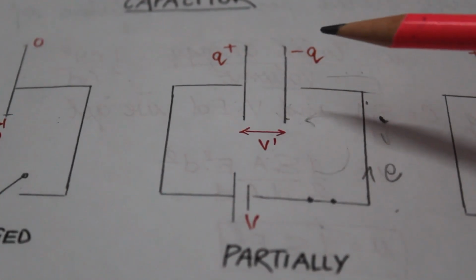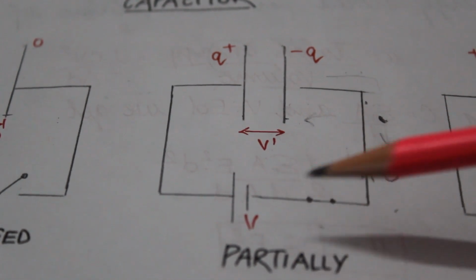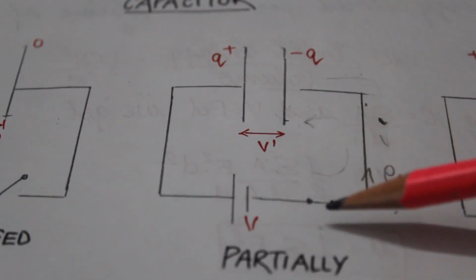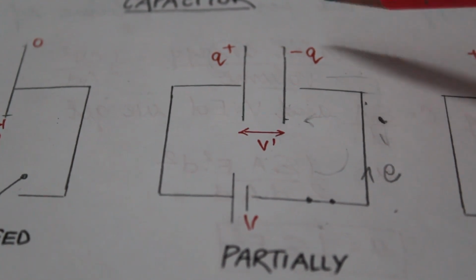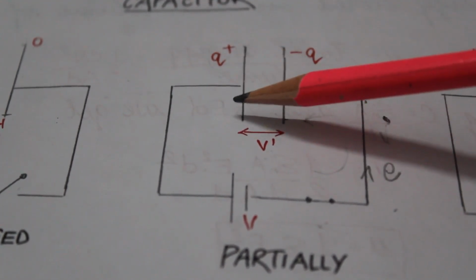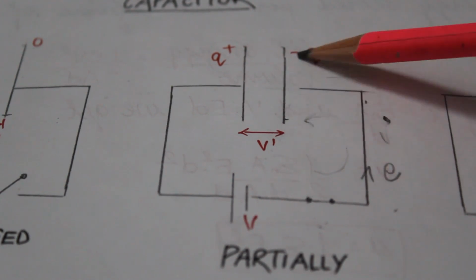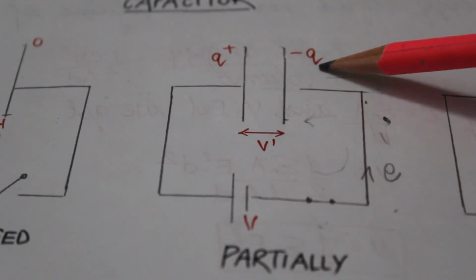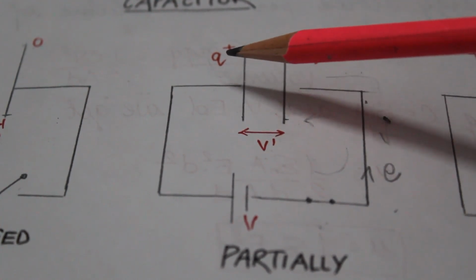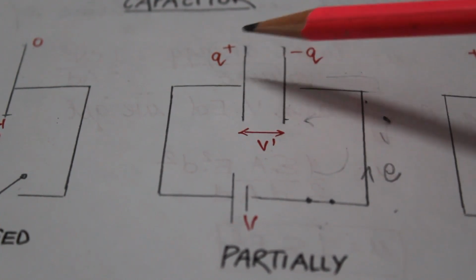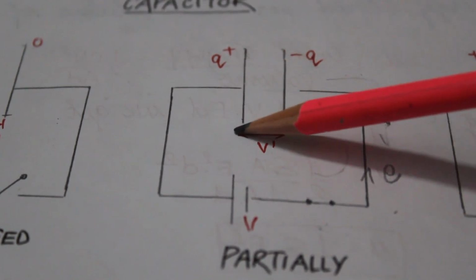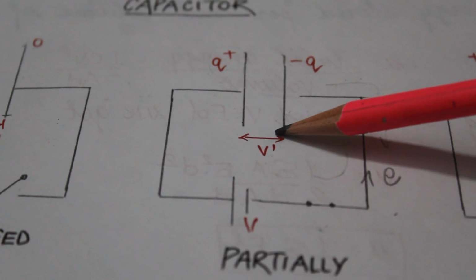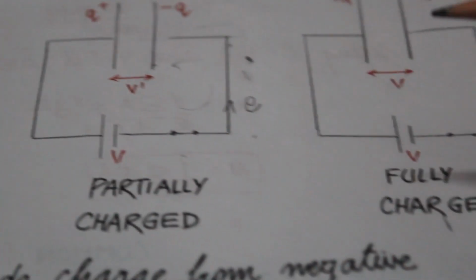Moving on, let's say after some time the switch is closed, and electrons start flowing. Once the electrons start flowing, the two plates get charged up. The plate on the right-hand side gets minus Q charge, whereas the plate on the left side gets plus Q charge. Since charges have arisen on the two plates, there will be a potential difference across the two plates, which is given by V dash. This is a partially charged condition.